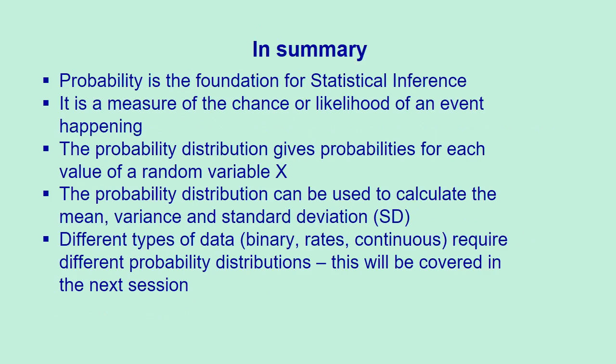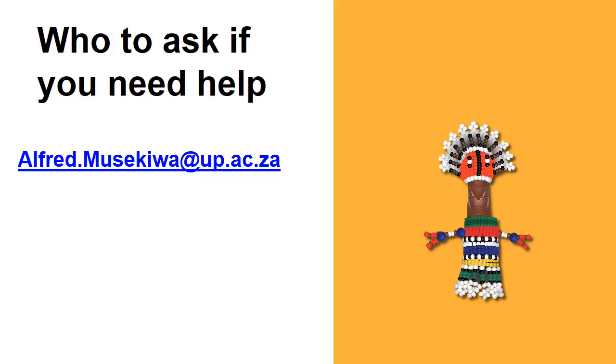In summary, we have defined probability as a quantity that measures the chance of an event. We have also defined a probability distribution as a table or formula that gives the probabilities for each value that the random variable can take. The probability distribution can be used to calculate probabilities as well as the population parameters of the random variable, namely the population mean mu, the variance sigma squared, and standard deviation sigma.